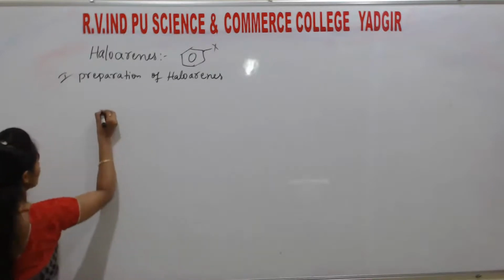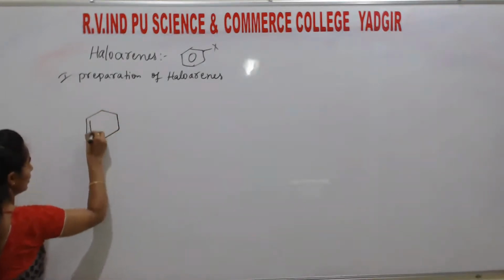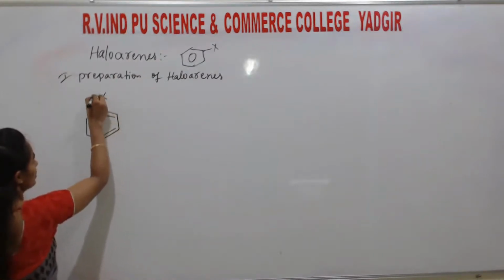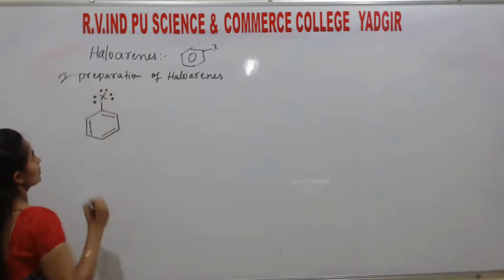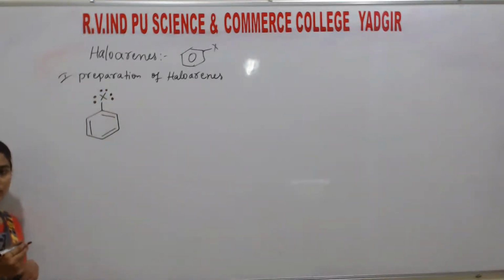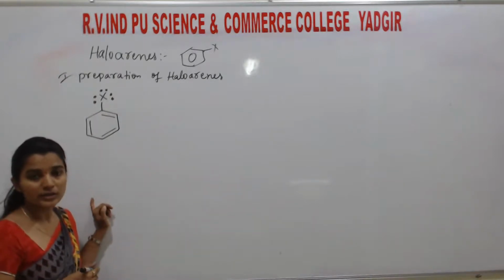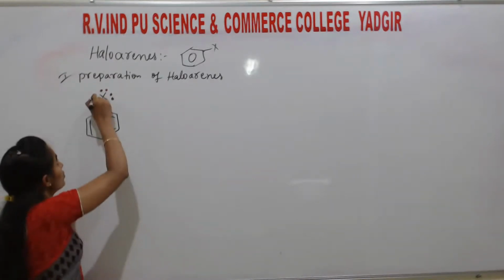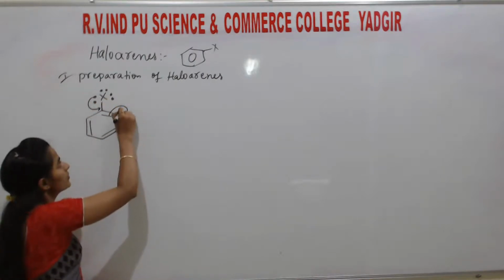Students, this is the benzene ring, okay, with halogen lone pair electrons, correct? So this is an electron releasing group. Cl is an electron releasing group because it has a lone pair of electrons. So these two lone pair of electrons shift here and this shifts here.